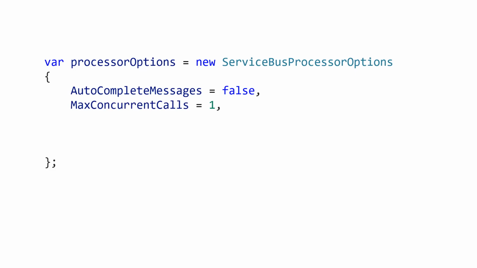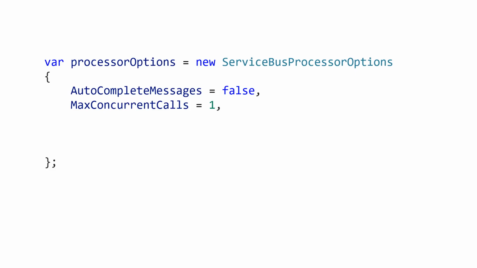Then you tell it how much concurrency you want. So here I have 1, which means even if there are 100 messages, only one single event handler will be executed by the SDK. You can set it to whatever arbitrary number that you want to come up with.